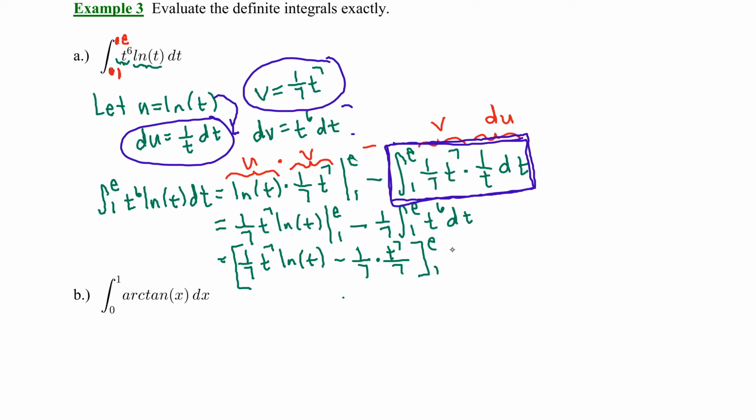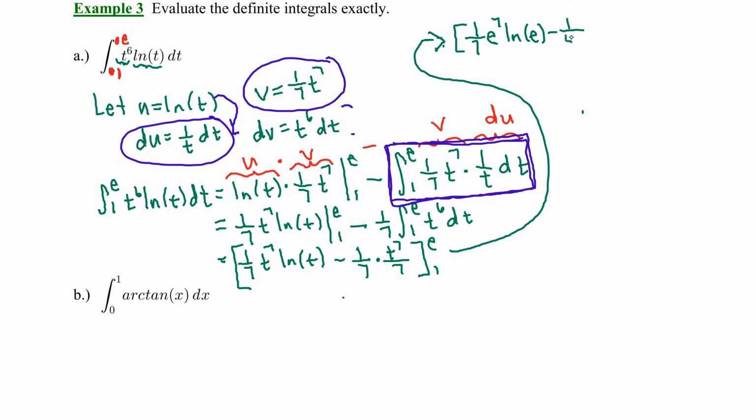Now let's go ahead and finish evaluating this definite integral. So the first thing that I want to do is plug in my upper limit e. So we're going to get 1/7 e to the 7th natural log of e minus, and let's go ahead and call that 1/49 e to the 7th power. So I'm just combining those constants there. So there's our upper limit.